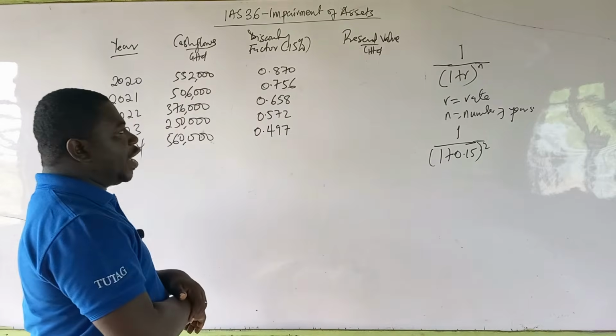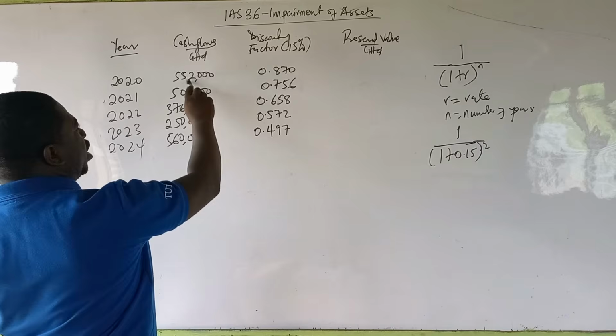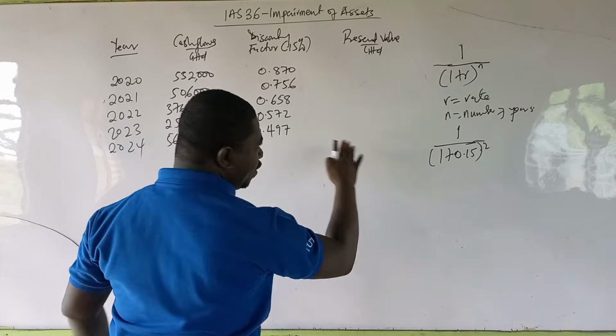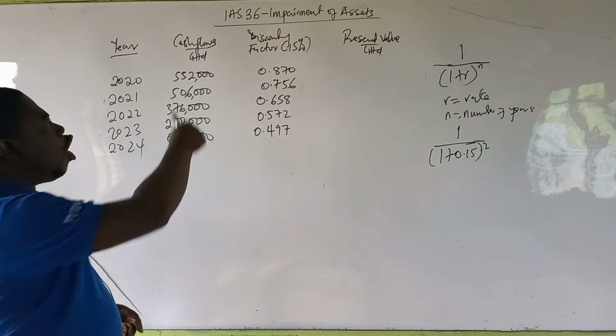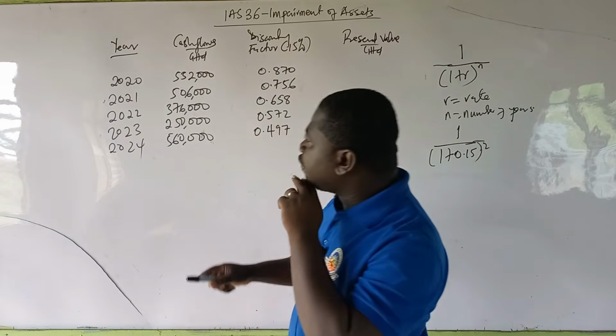And then we are on the final stage of getting the value in use. So what we need to do is to multiply each of these cash flows by their discounting factor to get the present values of the cash flow, because all these things are in future values. Now listen, this is the idea of the present value.